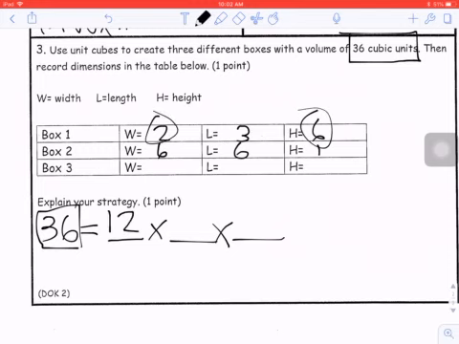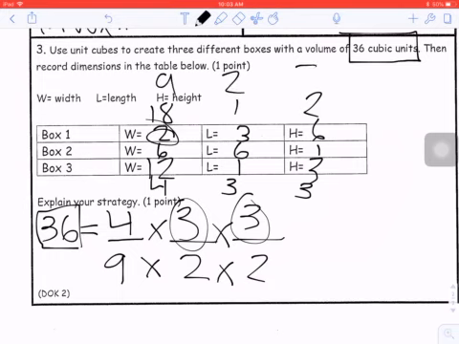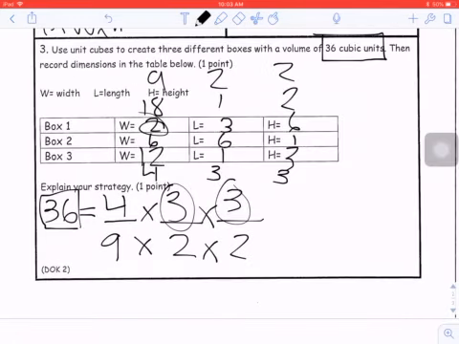There's so many different possibilities. I noticed 3 times 3. So I could do 9 times, and I know 4 can be broken down into 2. So 9 times 2 times 2. There's so many different combinations, guys, that I want you to see if you can find any more. See how many different combinations you can find to equal 36.